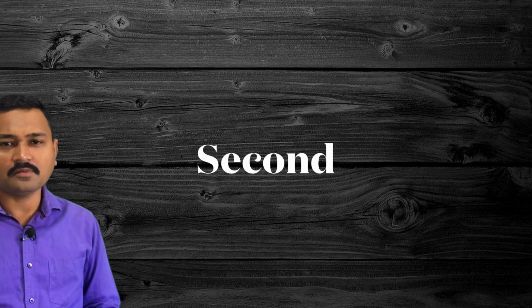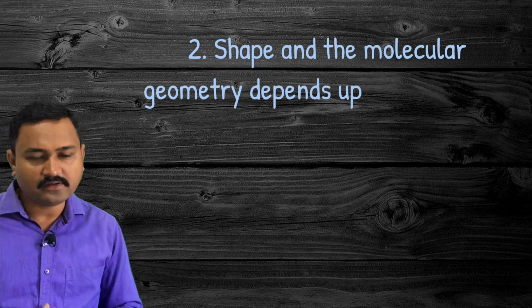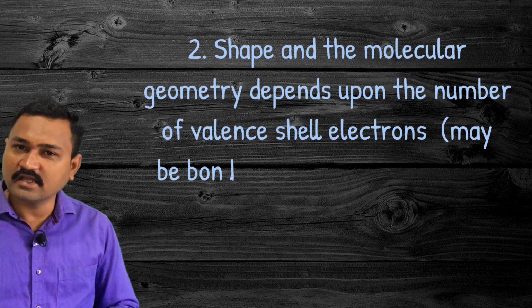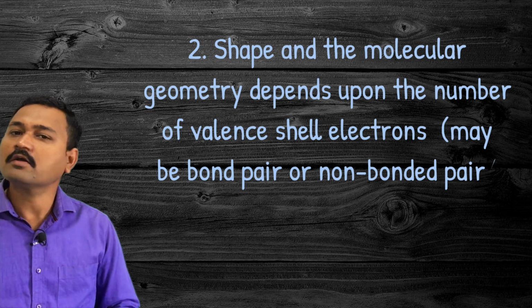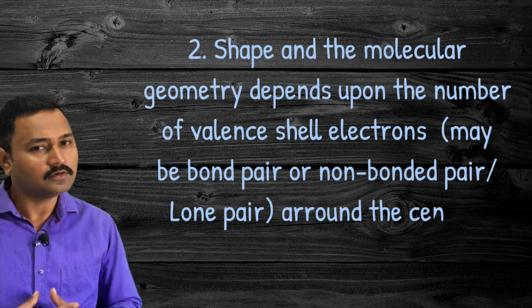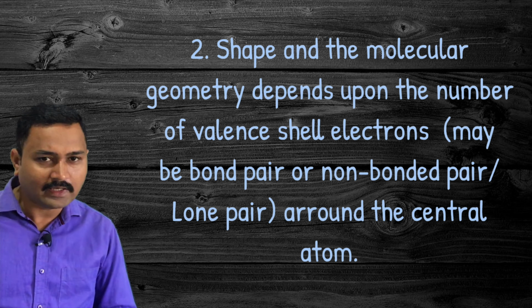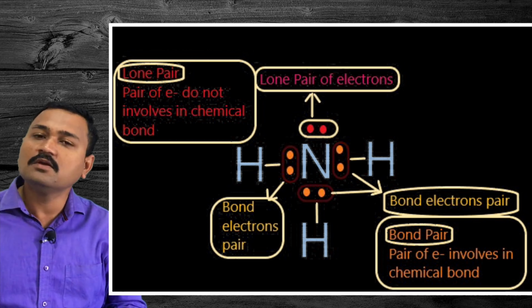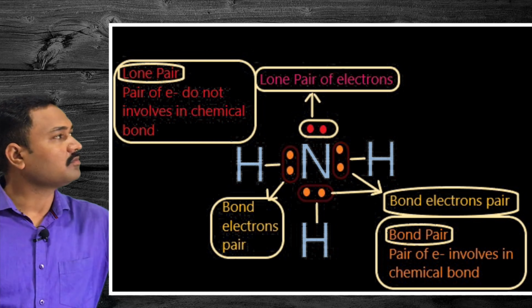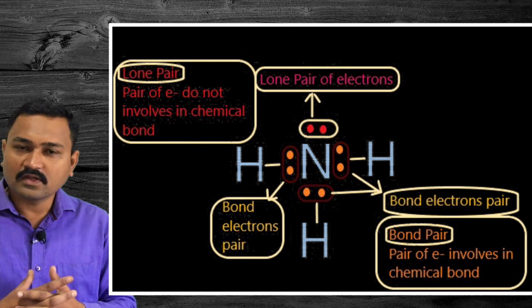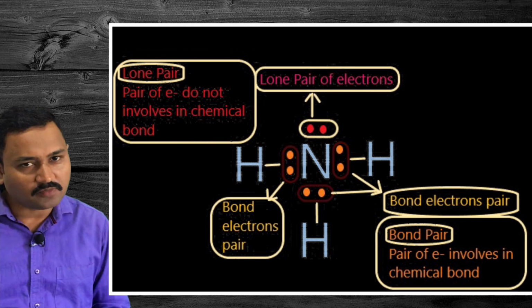So now let us know about the second postulate. Shape and the molecular geometry depend upon the number of valence shell electrons, which may be bonded or non-bonded, around the central atom. Previously we studied the example of the ammonia molecule, where both types of electron pair were present: the non-bonding pair and the bonding pair. Bonding and non-bonding pairs decide the shape and the molecular geometry of the molecule. So this is a simple second postulate of the VSEPR theory.